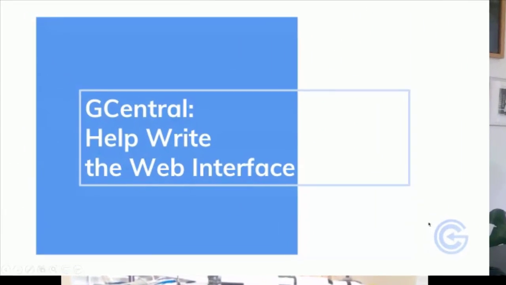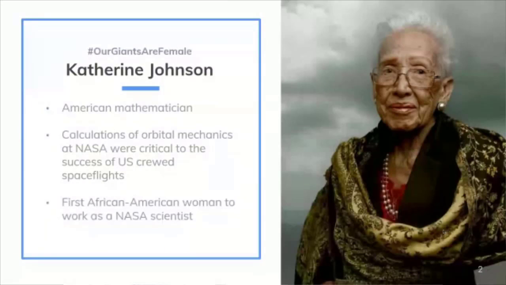So starting it off, I wanted to talk about the hashtag Our Giants Are Female. For this, we've chosen Katherine Johnson as our giant. She's an American mathematician. For those of you who are not familiar with Our Giants Are Female, it's a way of raising awareness about contributions to the field of science and engineering and programming by women, because a lot of the history has not been super focused on the contribution of women. So trying to raise awareness about how much actually happened because of women.